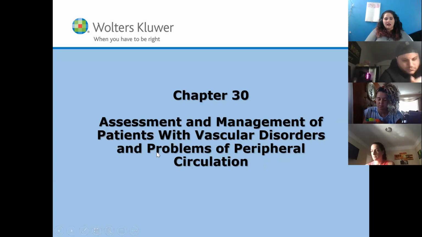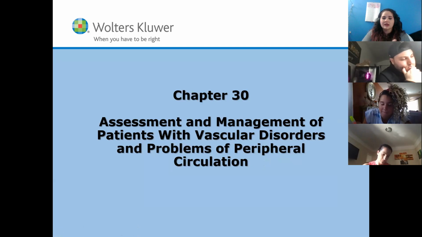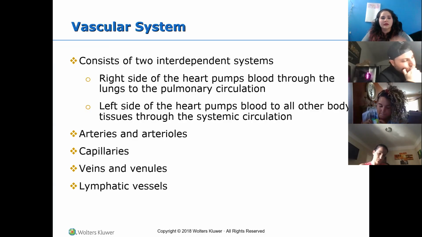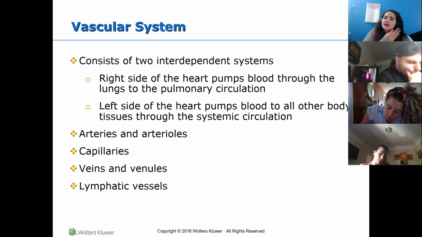Chapter 30, assessment and management of patient with vascular disorders and problems of peripheral circulation. The vascular system consists of two interdependent systems. The right side of the heart pumps blood through the lungs to the pulmonary circulation, and the left side of the heart pumps blood to all other parts of the body through the systemic circulation. You have arteries and arterioles, capillaries, veins and venules, and lymphatic vessels.